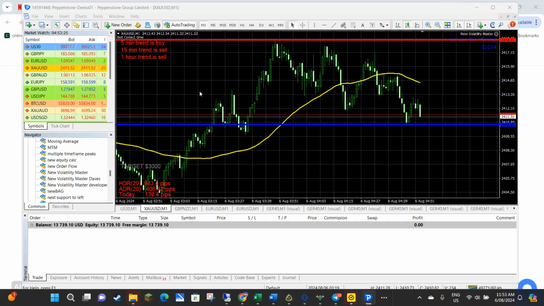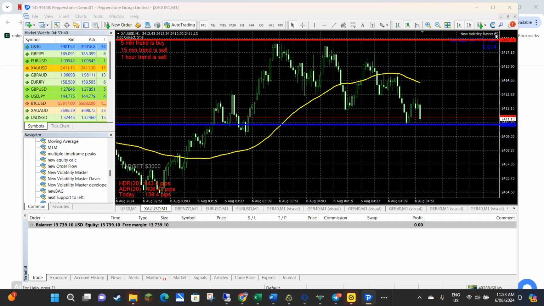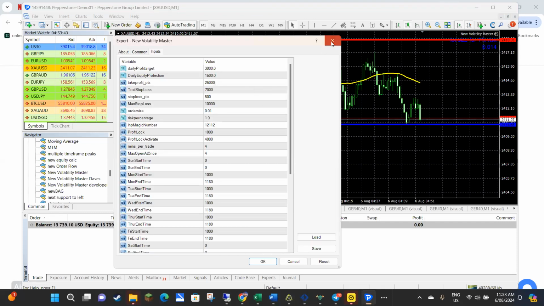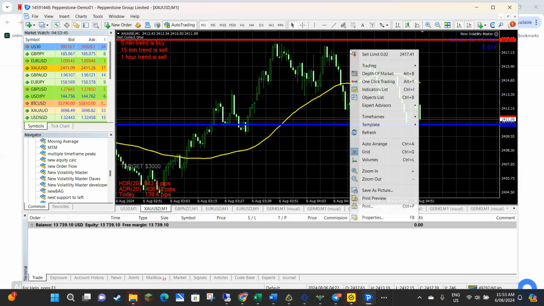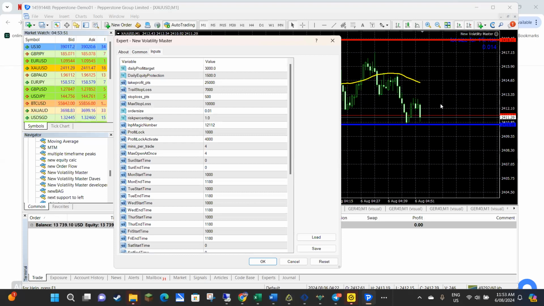All right, guys, here we are on a chart. We're just on gold here at the moment. Doesn't matter, I'm just going to show you the settings. Just to help you out, you can either click on the smiley face to bring up the settings, or you can also just right click anywhere in the chart, come down to Expert Advisors and click on Properties.